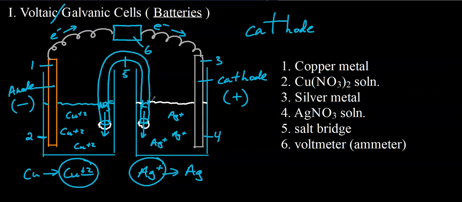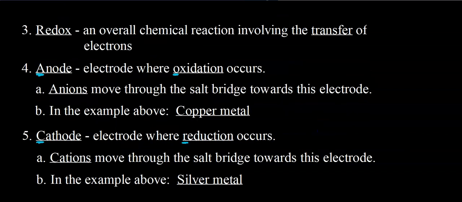What do we call positive ions? They, of course, are called cations. So the cations in the salt bridge go towards which electrode? They're going to go towards the cathode. So anions go into the solution where the anode is. Cations go into the solution where the cathode is. And again, both of these go in their respective solutions in order to keep those solutions neutral. All right, so make sure to fill that out in your notes.